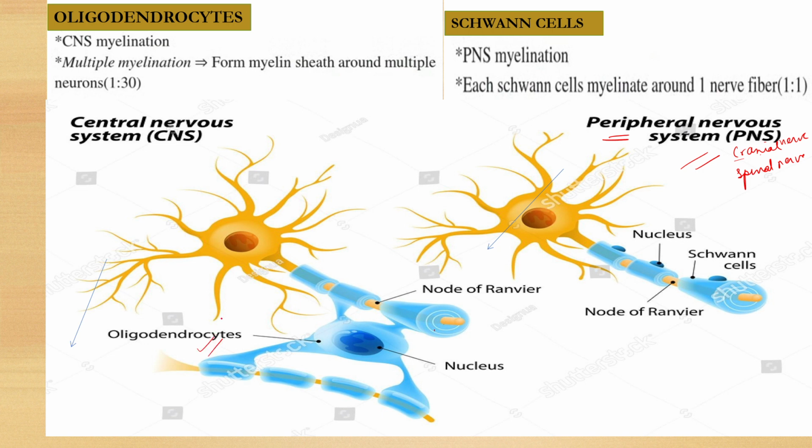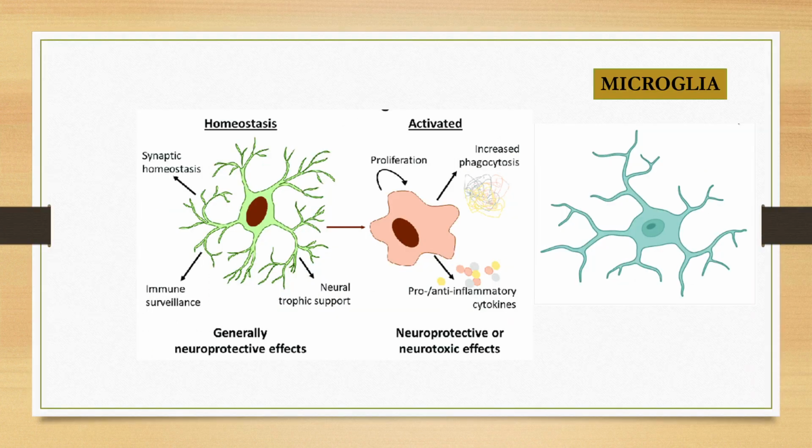There is another difference between them: oligodendrocytes are responsible for multiple myelination. It means a single oligodendrocyte can myelinate multiple neurons. However, each Schwann cell myelinates only one nerve fiber. So this is the basic difference between myelination by oligodendrocytes and Schwann cells.